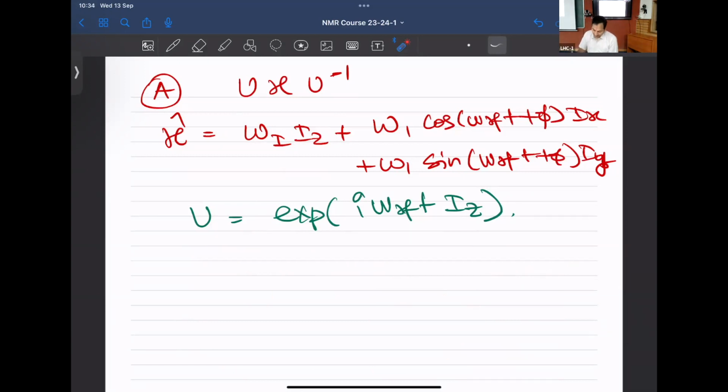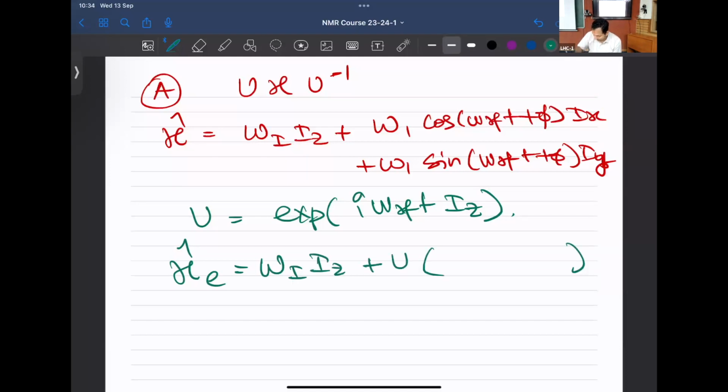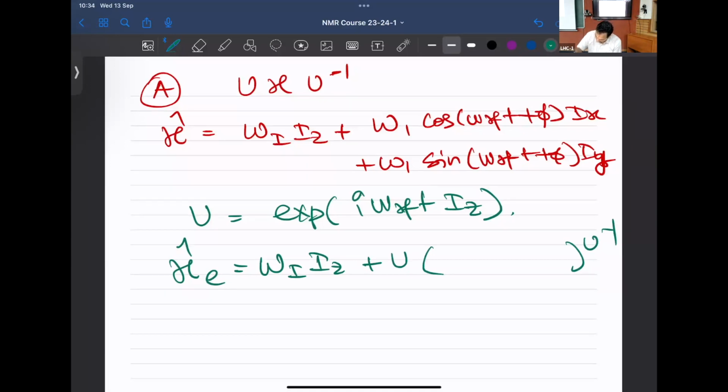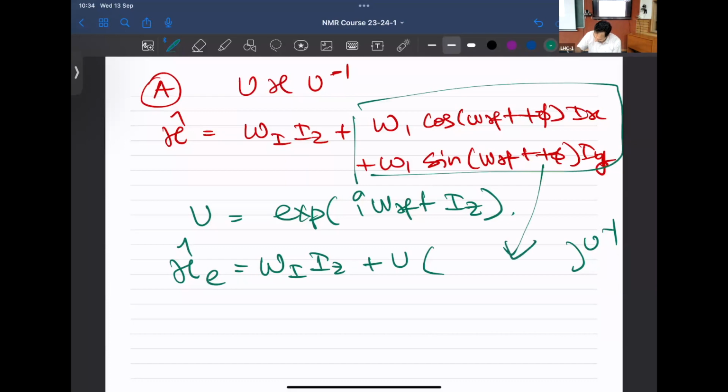Did that make sense? So therefore, immediately what is going to happen in the transformed Hamiltonian, you're only going to have omega I Iz without any change, plus U inverse acting only on this portion.